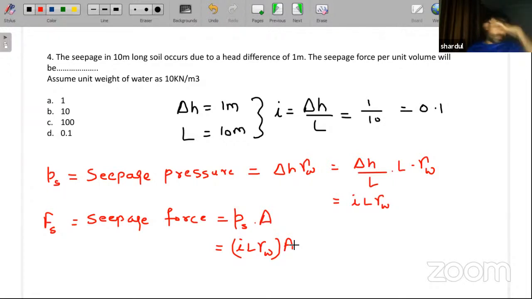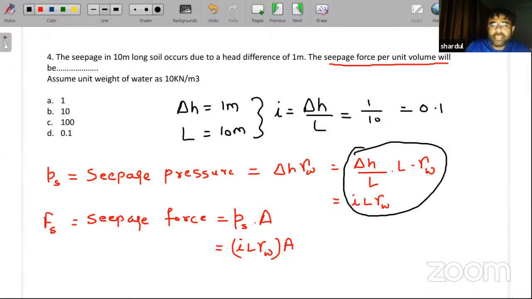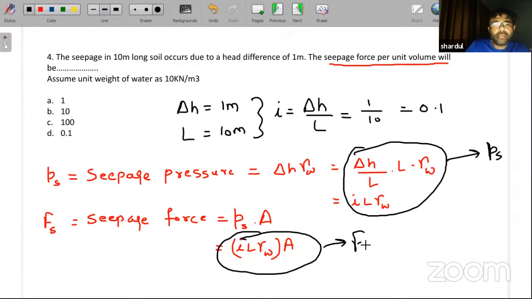This is seepage force. But I have been asked to calculate the seepage force per unit volume of the soil. See, I am having the value of seepage pressure with me. This is your seepage pressure. I am having the value of seepage force with me. This is your seepage force.